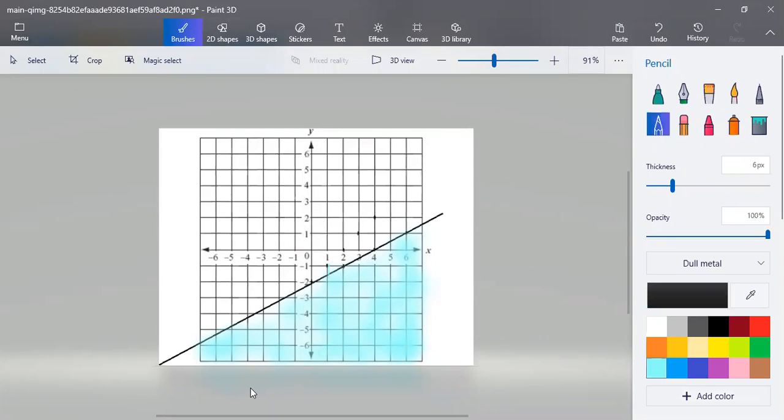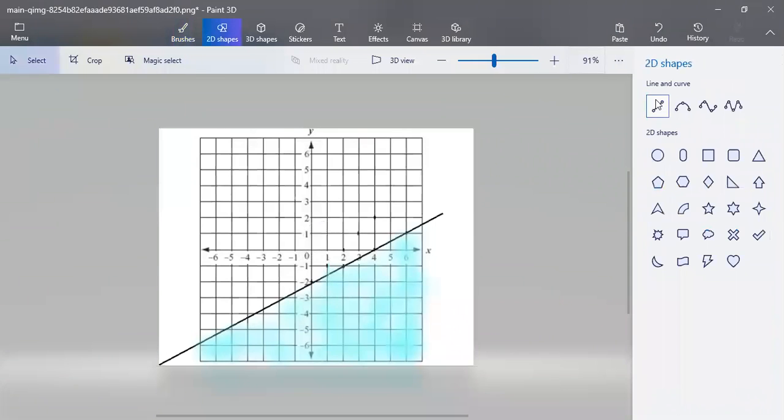Now make sure that it should be a dotted line or a solid line. Of course, it has to be a dotted line because it says only greater. So let me first join these points.